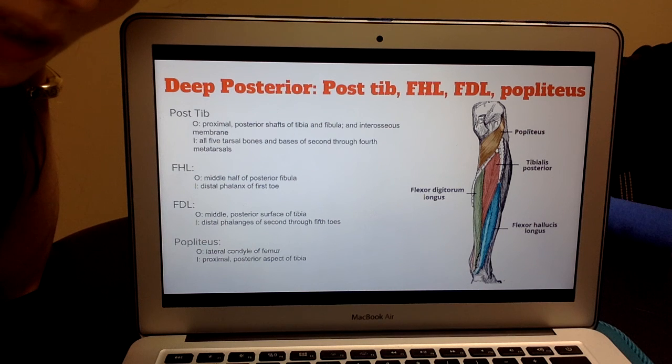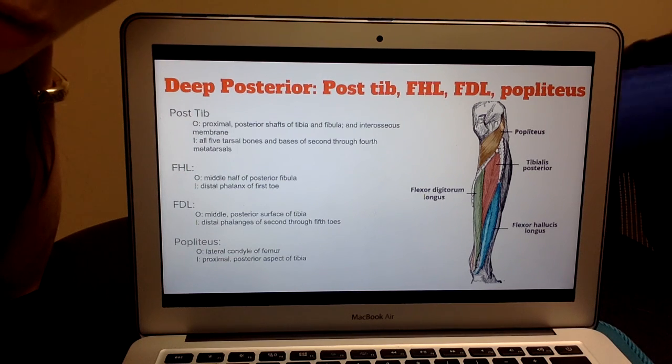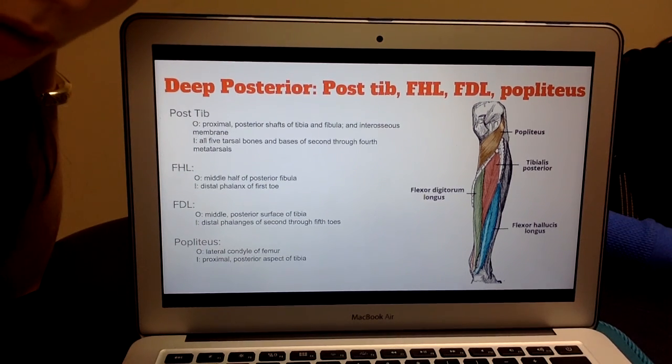And then lastly, the popliteus. It originates on the lateral condyle of the femur and inserts on the proximal and posterior aspect of the tibia. And you can see the different colors of those muscles as well in the image.